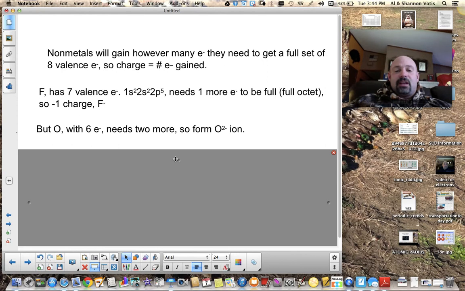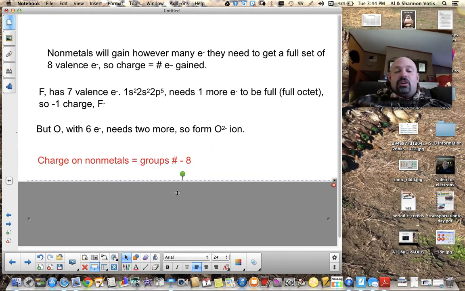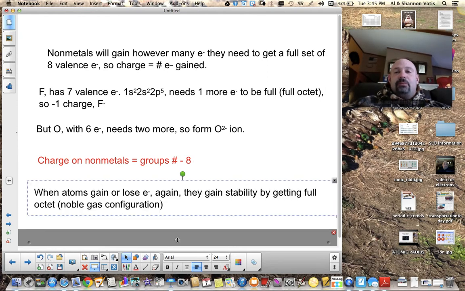Oxygen has 6 valence electrons, so it needs 2 more. It's going to have a 2p6 instead, so when it gains 2 electrons, it's going to be a -2 ion. And so our charge for the nonmetals will always be equal to the group number minus 8. Again, if we have different numbers up there, not the Roman numerals, then we'll talk about how exactly we get that value. But right now, we're going to worry about Roman numeral values. So group 7 for fluorine, and 7 minus 8 would be -1. That's its charge. Again, atoms are gaining stability by gaining or losing those electrons. They're getting that noble gas configuration.